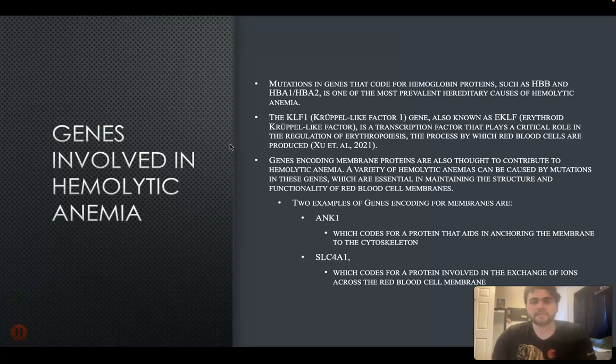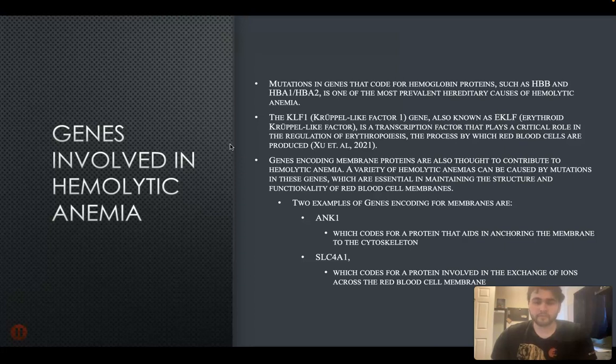Mutations in genes involved in hemolytic anemia. Mutations in genes that encode for hemoglobin proteins such as HBB, HbA1/2, and HbA2, are one of the most prevalent hereditary causes of hemolytic anemia. The KLF1, Kruppel-like factor 1 gene, also known as EKLF, erythroid Kruppel-like factor, is a transcription factor that plays a critical role in the regulation of erythropoiesis, which is the process by which red blood cells are produced.